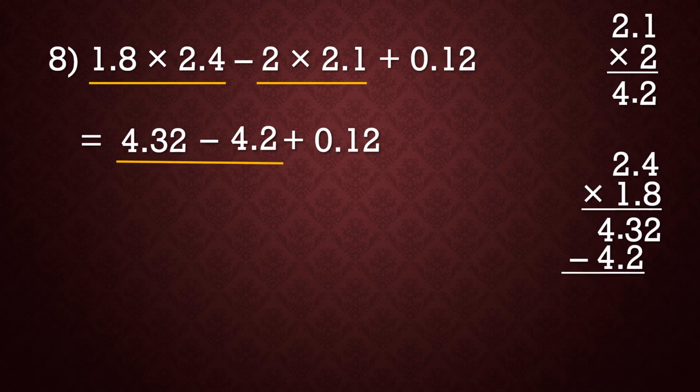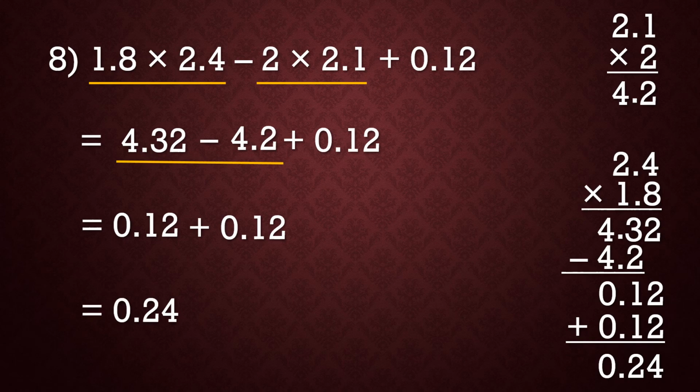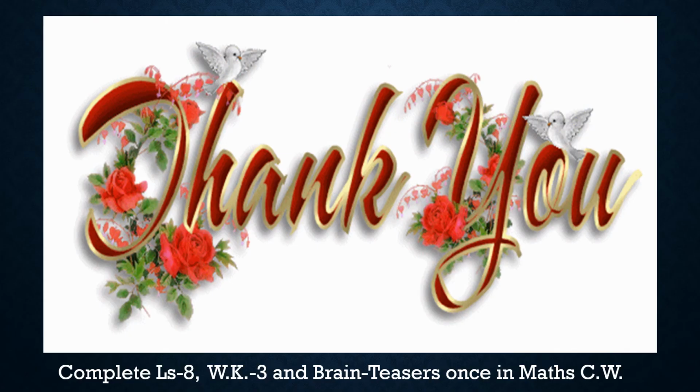So do the subtraction. 4.32 minus 4.2. We get 0.12. So write down 0.12. Then copy plus sign and 0.12 as it is. Now do the addition. We get 0.24. So the answer is 0.24. I hope you all understand how we can solve decimal numbers by DMAS.